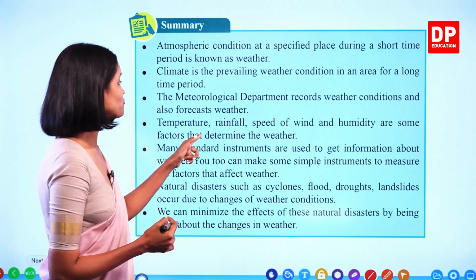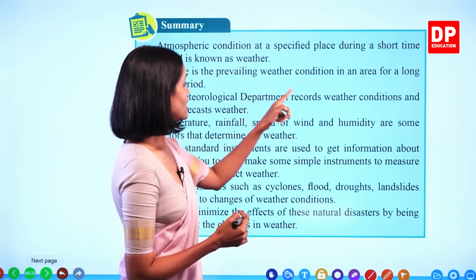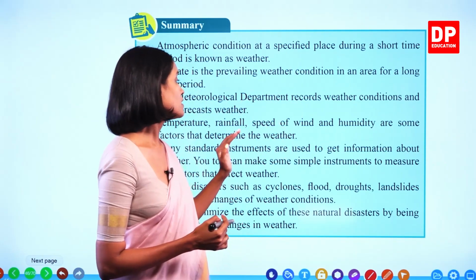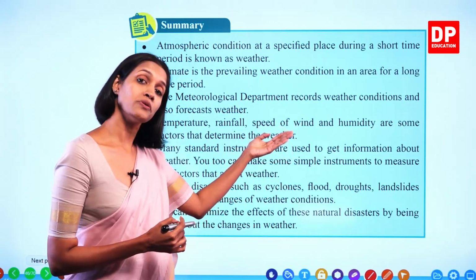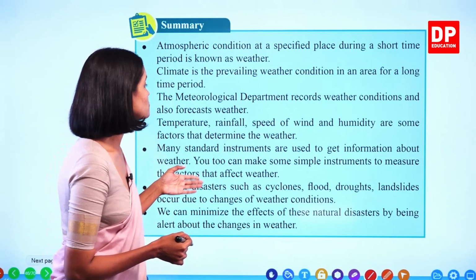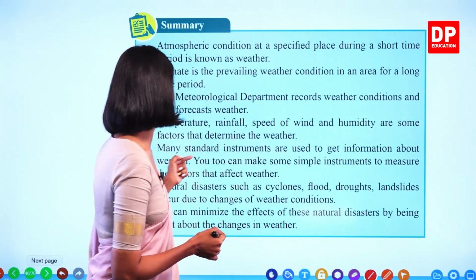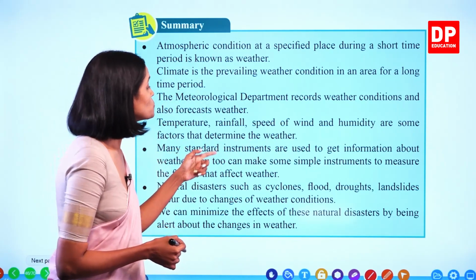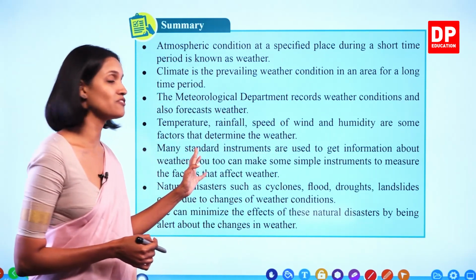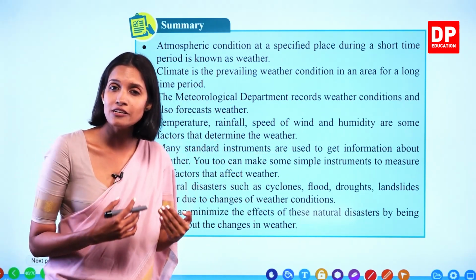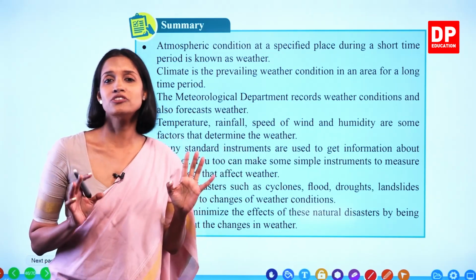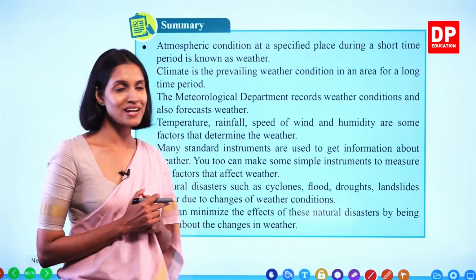Temperature, rainfall, speed of wind, and humidity are some factors that determine the weather, and also the direction of the wind as well, right? Many standard instruments are used to get information about weather. You too can make some simple instruments to measure the factors that affect weather. We already learned how to make these types of instruments. I hope you all would try to make some of them, right?